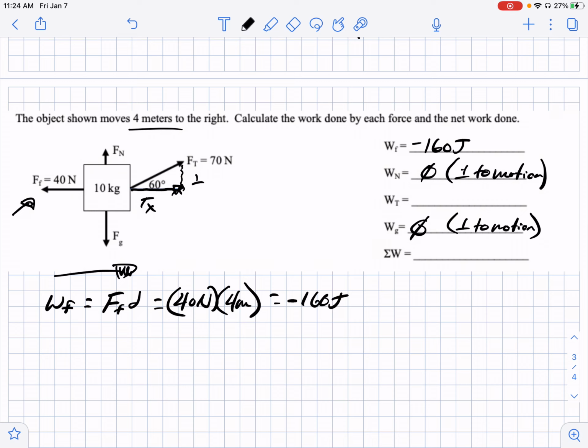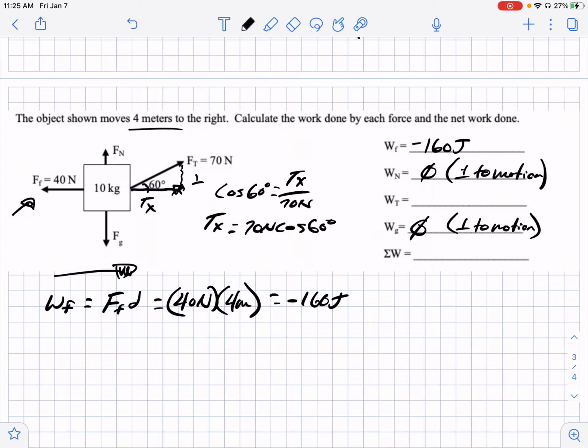So here's your angle. You know the hypotenuse there. We're looking for the adjacent side, so we're going to use the cosine function. So cosine of 60 is going to equal your x part divided by 70 newtons. So the x component is going to equal 70 newtons cosine 60.